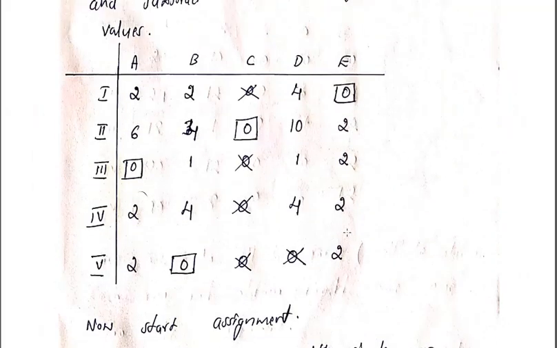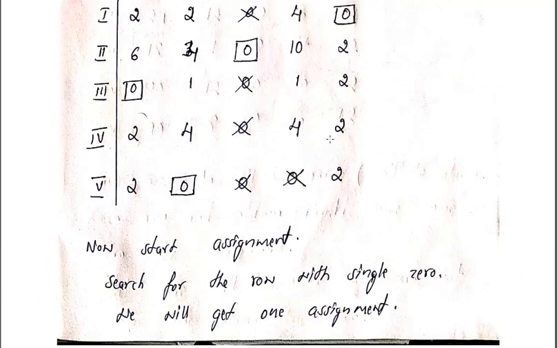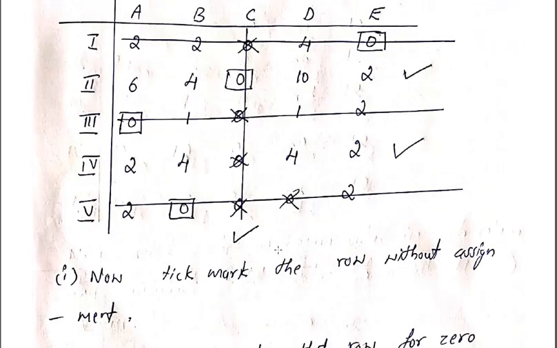Similarly, once you tick mark that row, I repeat once again, once we tick mark that particular row, later wherever we have got 0 in that particular row, that column has to be ticked. So here in that particular row we have only 1 0. We have to tick mark that particular column. See here, I have tick marked that particular column, where we have got a single 0.